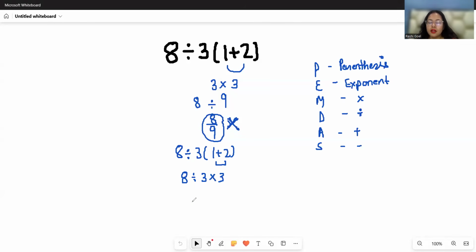Now if there is no sign, then put the multiplication sign. So what people do mistake in this step, they do the multiplication first and then division, but we know that multiplication and division have the same priority, so always solve it from left to right. So it's 8 divided by 3 multiplied by 3. So we can cancel out the 3 with 3. So what is the correct answer? 8, not 8 by 9.